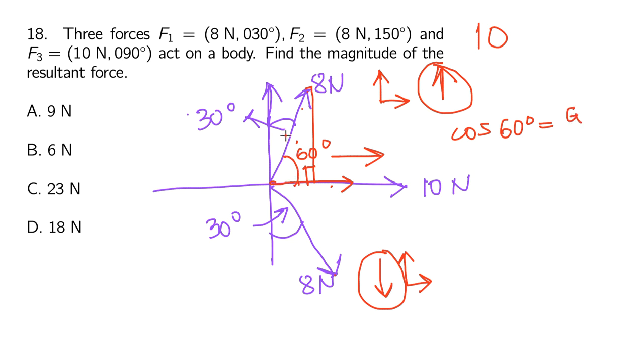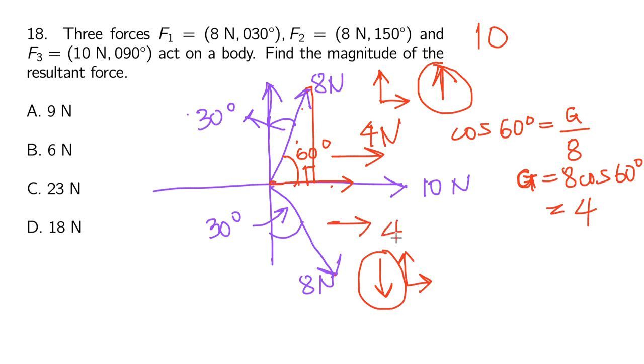This force over the hypotenuse, which is 8. So G is 8 times cos 60 degrees, and cos 60 degrees is half. So G is equal to 4. That means that the horizontal component of this force is 4 newtons. The horizontal component of this force is also 4 newtons by symmetry. So we have 10 newtons plus 4 plus 4, and that gives us 18 newtons.